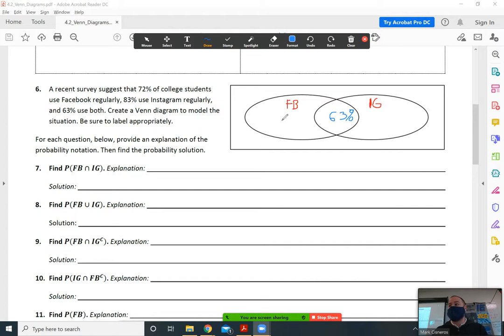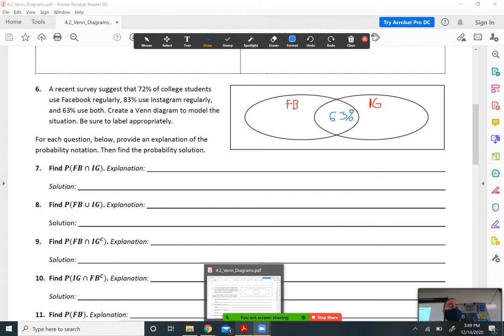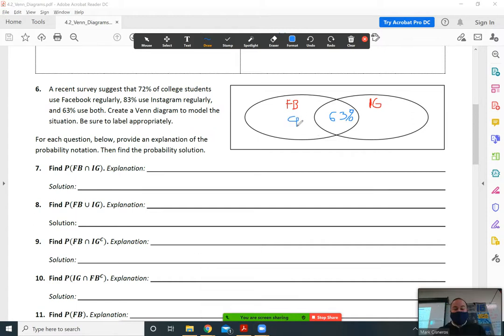How much? What do you get? Well, let's forget the percentage. So there's 9%. For those who are unsure about where we got this number from, this total bubble is 72%. Well, 63 is already here in the middle. So 72 minus 63 is 9%. That's where that came from.